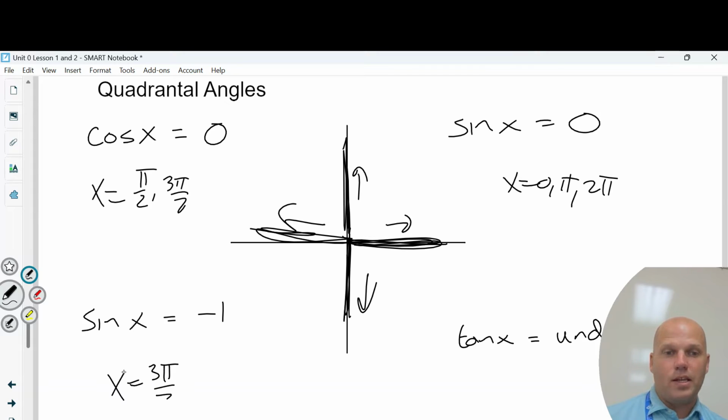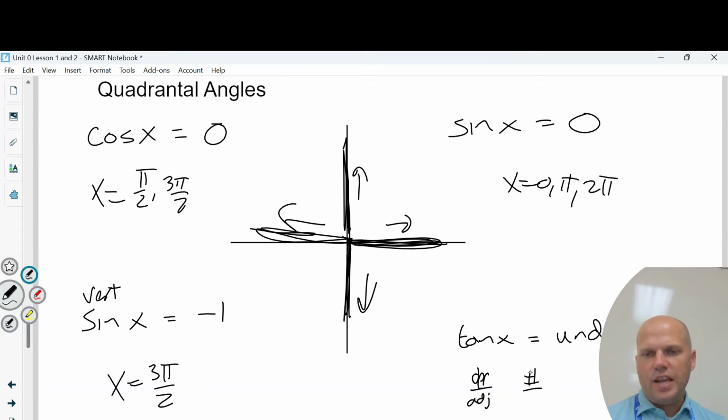When are we going down? 1, 3 pi over 2. When is the opposite over the adjacent undefined? Well, it's important to remember a number divided by 0 is undefined. 0 divided by a number is 0.